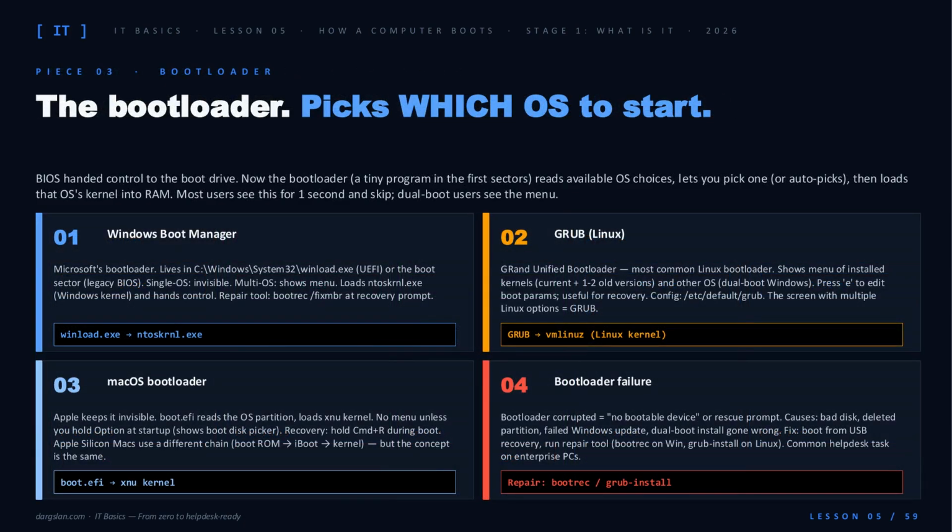So BIOS just handed off control, and now the bootloader takes over. Its job is simple: pick which operating system to load. On Windows, it's the boot manager calling winload.exe, then entering the kernel. On Linux, it's GRUB, that menu with kernel options you've probably seen. macOS hides it completely behind boot UEFI unless you hold Option, and when this step breaks, you get the classic "no bootable device." Fix it with bootrec on Windows, GRUB install on Linux.